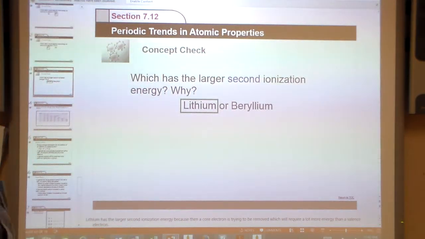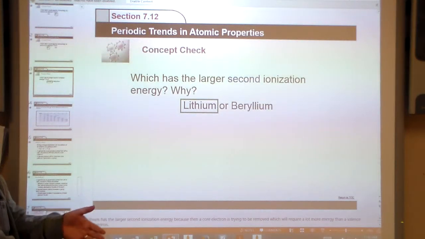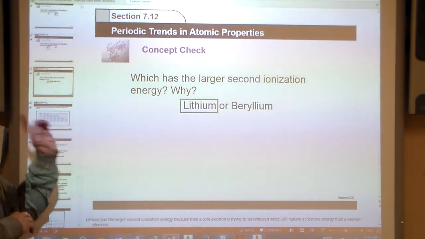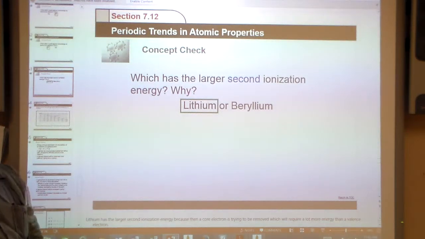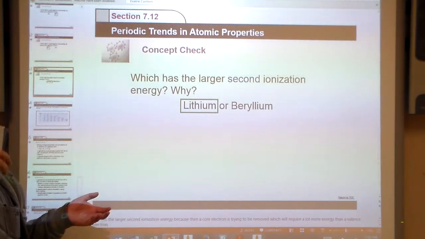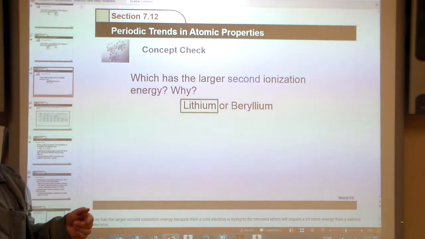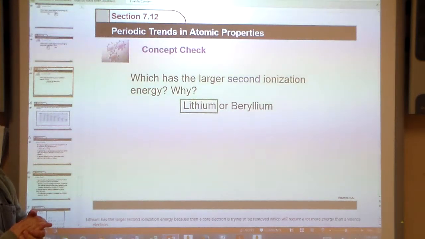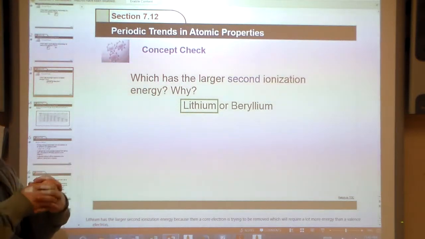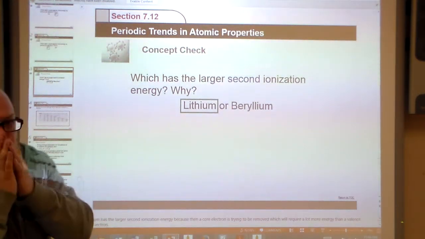Now, which has the larger second ionization energy and why? Lithium or beryllium? Beryllium is element number 4. Lithium is element number 3. To rip out the second electron from lithium, now you're looking at level 1, because lithium has a 1s2, 2s1. Taking out the first one, now you're taking the second one, which is a core electron. It's right next to the nucleus. That would be a big deal. It's smaller and a lot tighter, a lot more packed compared to beryllium.